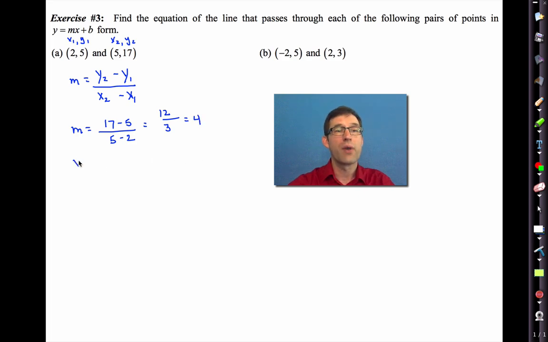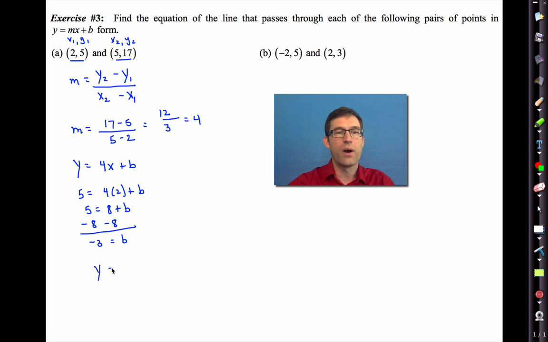Great. Remember, every time you have a piece of the puzzle, put it into the puzzle. I now have y equals 4x plus b. I can now pick either one of these 2 points. It doesn't matter which, I might as well pick the first one. I'm going to put 5 in for y and 2 in for x. I'm going to get 5 is equal to 8 plus b. I'm going to subtract 8 from both sides. Be careful. 5 minus 8 is negative 3. So I can now say y is equal to 4x minus 3.